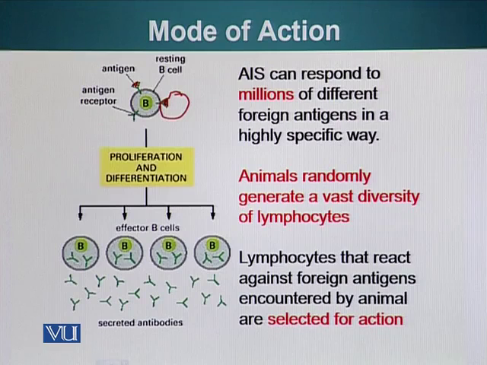Remember, I told you mature B cells are called effector B cells. These B cells have a significant amount of endoplasmic reticulum, and their function is to secrete antibodies. Effector B cells are short-lived. These B cells which have become activated will produce their antibodies and they will die after a couple of days. The adaptive immune system can respond to millions of different foreign antigens in a very specific way.